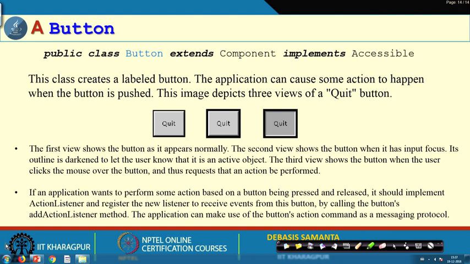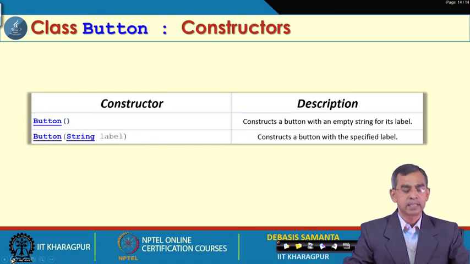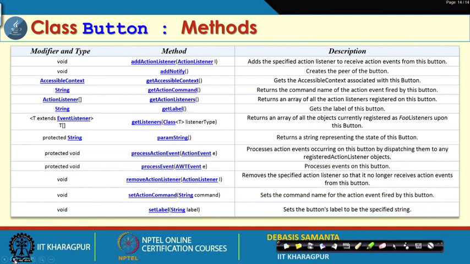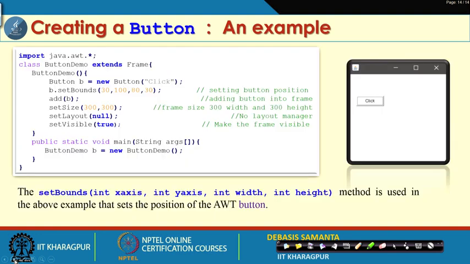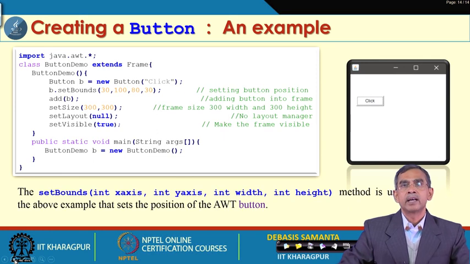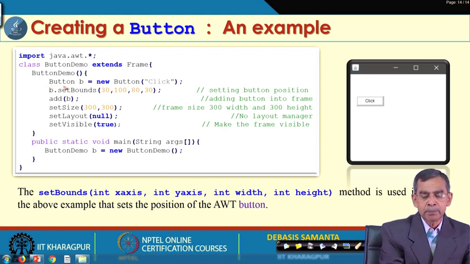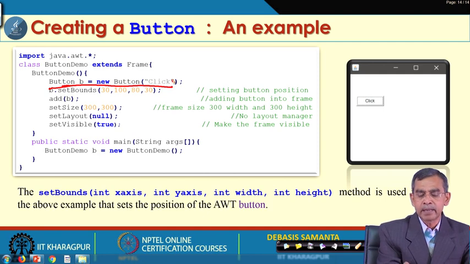Okay, so this is the button. Let's see. For the button, these are the constructors, and the methods are also there, a lot of methods included here. You can go through these slides and get a full understanding of the methods. Now let's see how we can create a button which can be floated on a frame. So this example is like this. If you want to create a button, this is the standard command that you can follow, and this is the label that the button will have.